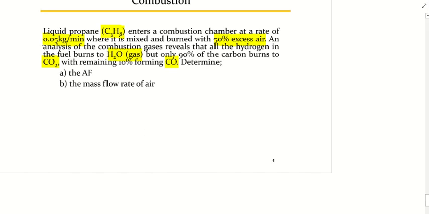Okay, so today we're gonna continue with an example regarding the excess air. You might want to pause your video to read the question.